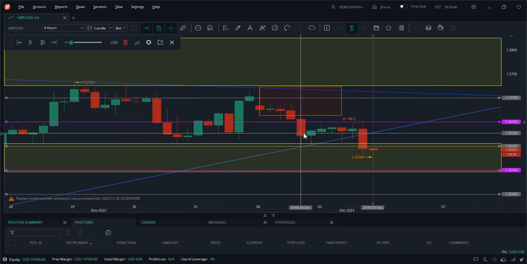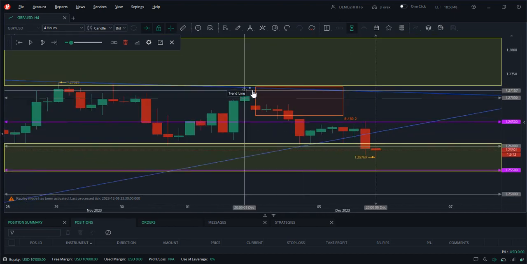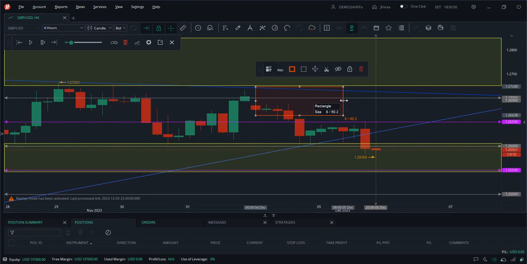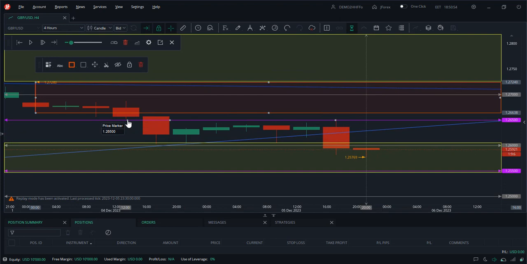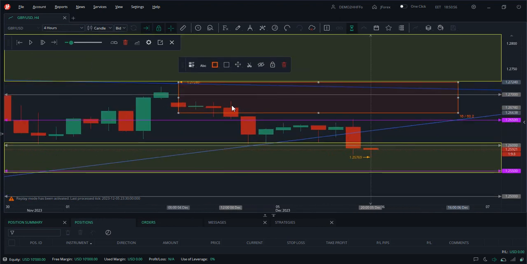So now we've gotten the high and low of the week. And how we trade the high and low of the week is this: if the candlestick breaks below the high and low of the week, we'll be looking for more sell trades. But if the candlestick breaks above the high and low of the week, we'll be looking for more buy trades. That is how we do it.